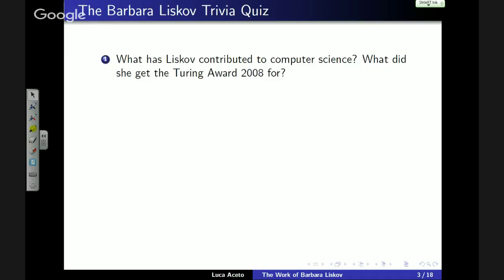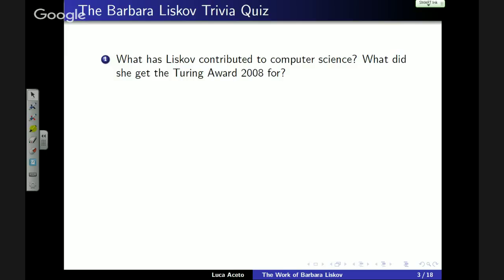So these are some of the awards. Now, at the end of the talk, I hope that you will be able to answer at least these 3 questions that I'm going to put up on this slide. In fact, one of them I will answer straight away. So if I ask you, what has Barbara Liskov done to receive the Turing Award? What would your answer be?